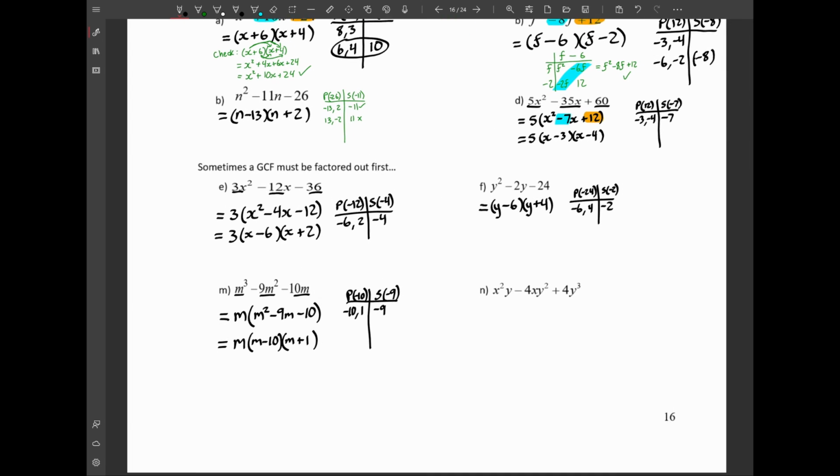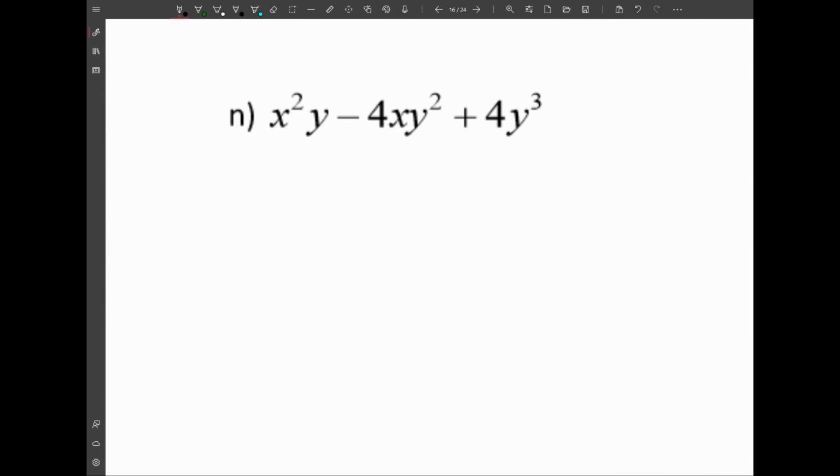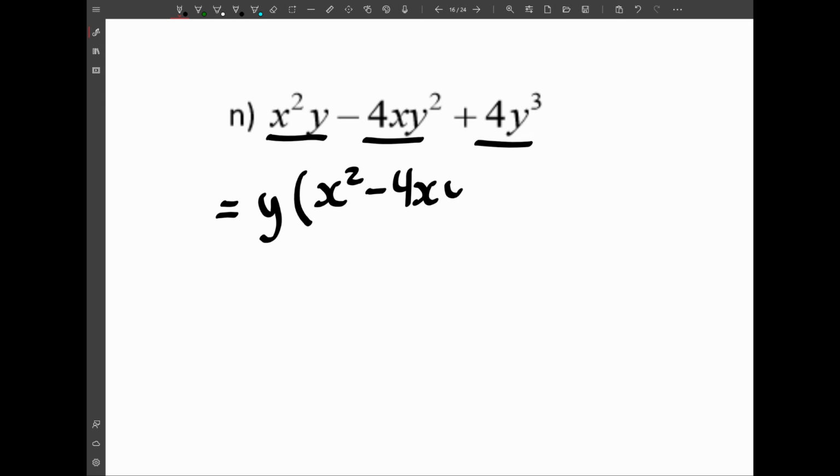And finally, n. I have these 3 terms, and if we look, there's some stuff common here, most notably a y. So I pull out the y, and we're left with x squared minus 4xy plus 4y squared. Now this might look like we haven't done anything like this before, but here's the thing, there's a beautiful symmetry here. X squared with 1x, y squared with 1y. We can actually treat this exactly the same way we have done other ones in the past.